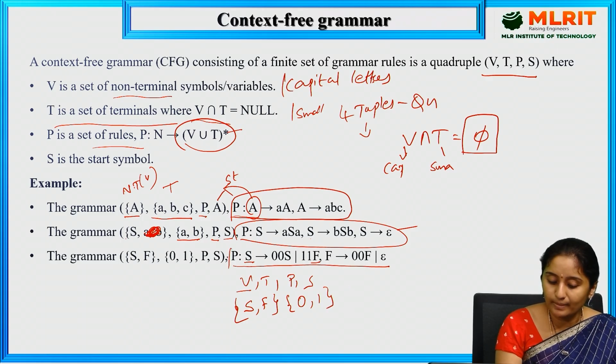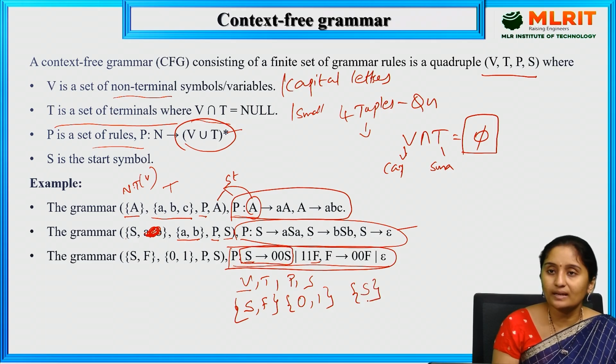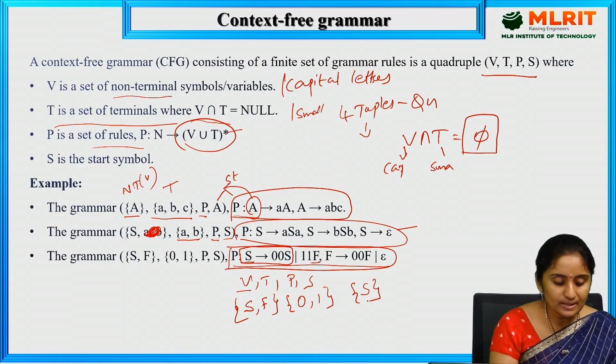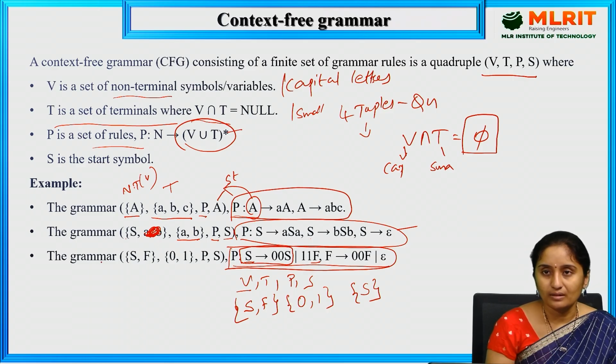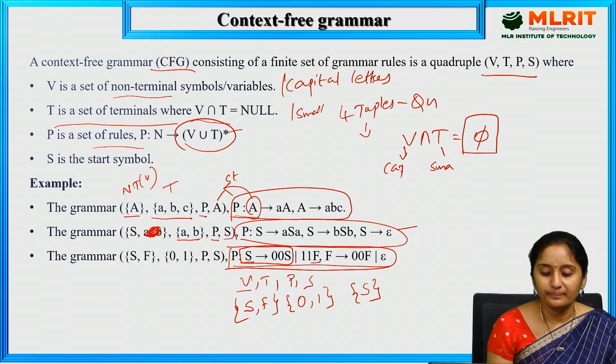And P is the production rules. All these come under the production rules. And S is the start symbol. Here in my production rule, the first production is S produces 0 0 S, so the first S is the start symbol. This is the grammar for context-free grammar. We can also call it CFG. It is a very important grammar, because to construct any strings or to do any parsing techniques, we will be using this context-free grammar.